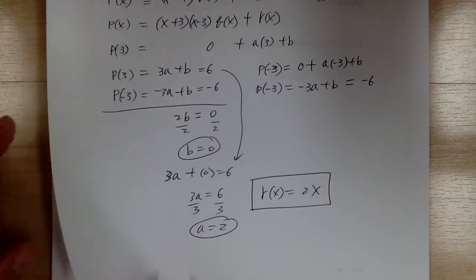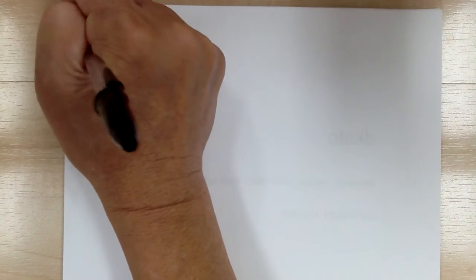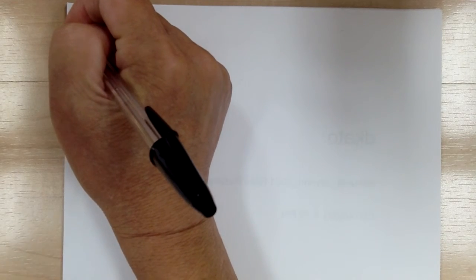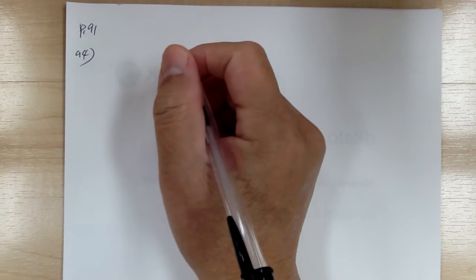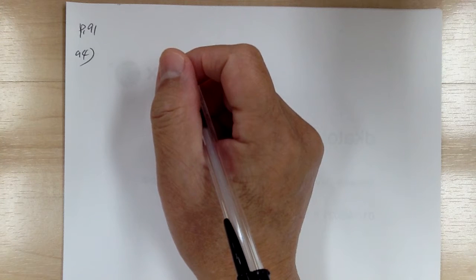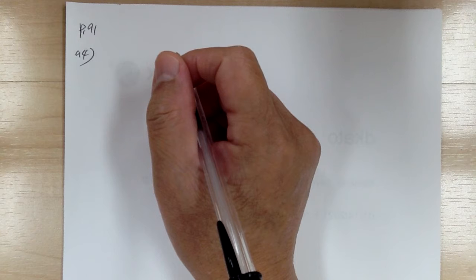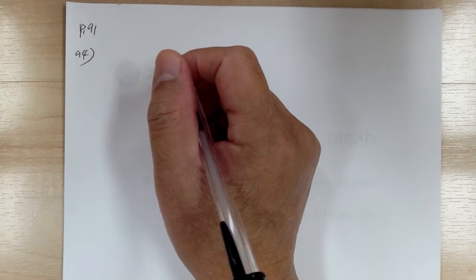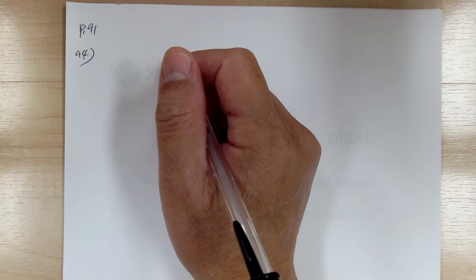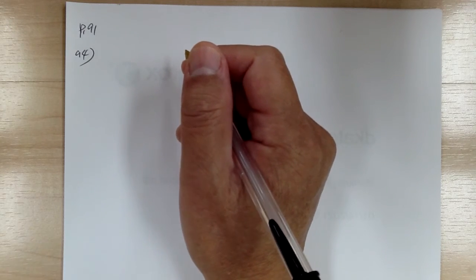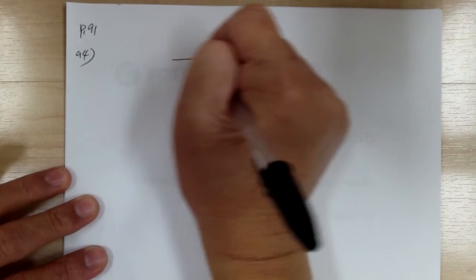Okay, let's go to number 94. You have this polynomial divided by the second polynomial exactly. When you divide exactly, it means there's no remainder, the remainder equals 0. So you're looking for p plus q times r. This one we can just do the long division straight.